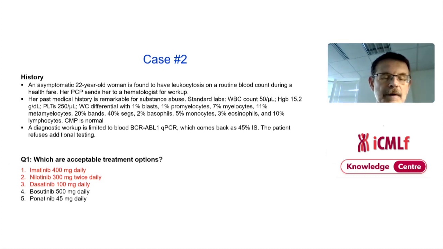Bosutinib and ponatinib are not indicated. Bosutinib is not indicated because the dose here is given as 500 milligrams daily. The starting dose for a newly diagnosed chronic phase patient would be 400 milligrams.